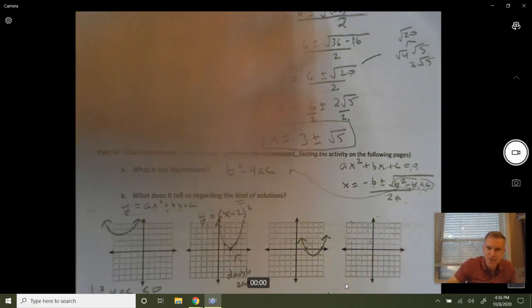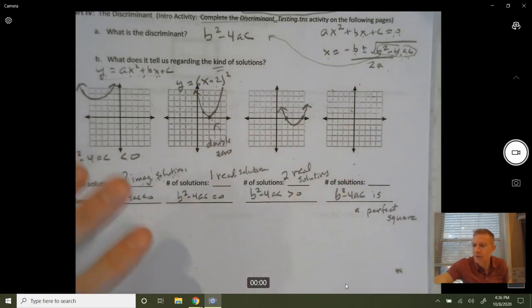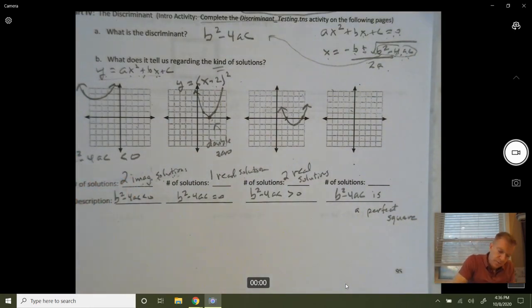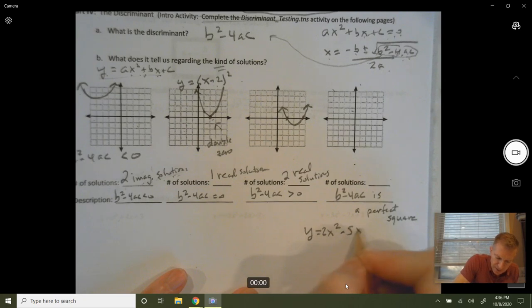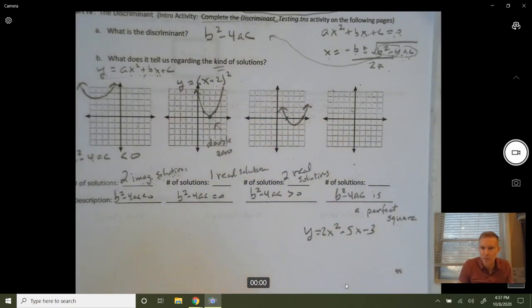So this happens in a case like, oh, let me move this down here. Okay, I'm going to actually give you an example for this one. And the example is, what if we had y equals 2x squared minus 5x minus 3. If I graph this parabola, what would be the nature or the type of my zeros?